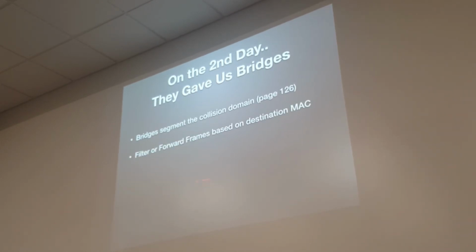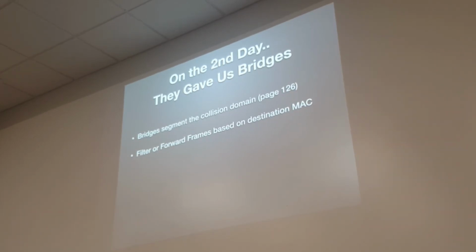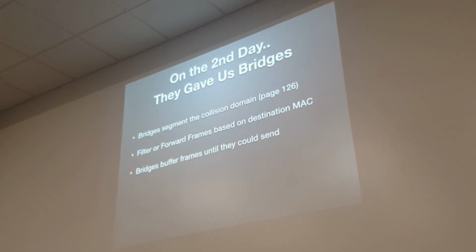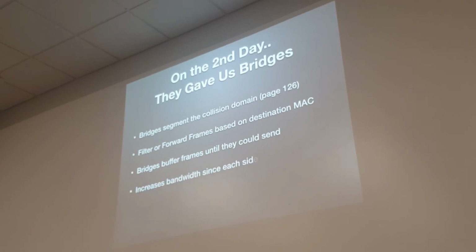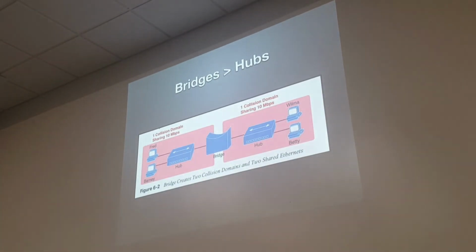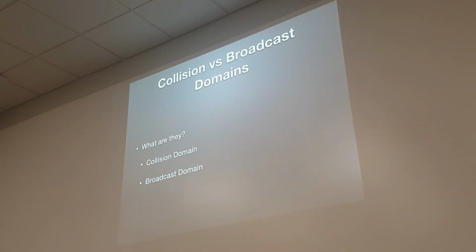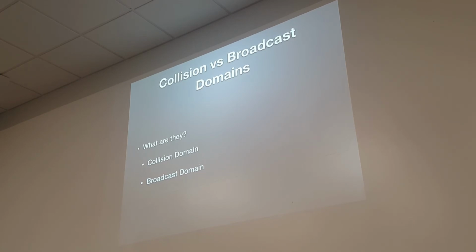The bridge is smart. He learns the MAC address and decides, am I going to forward it or not forward it? So he can get double the bandwidth. He buffers frames until he can send, and increases bandwidth so each side can get their own 10 meg. So you get 10 meg over here, and one collision domain, 10 meg over here. Yay, it's really fun. So a collision domain is the set of all areas in your network where packets could collide.